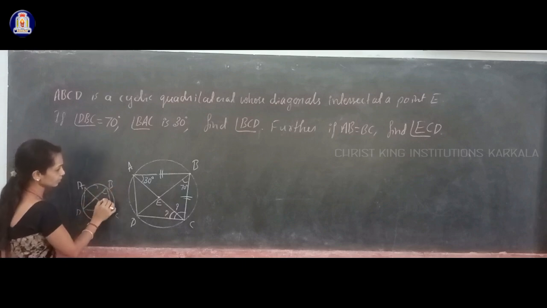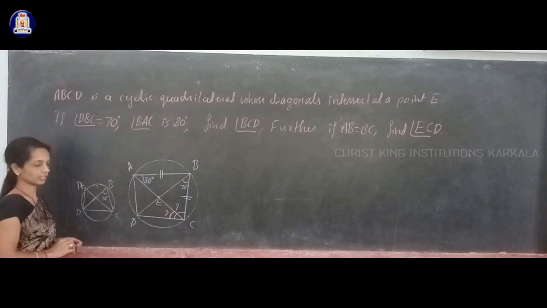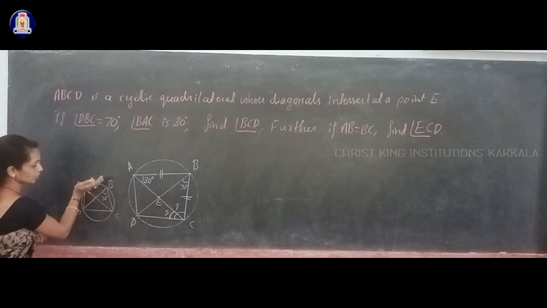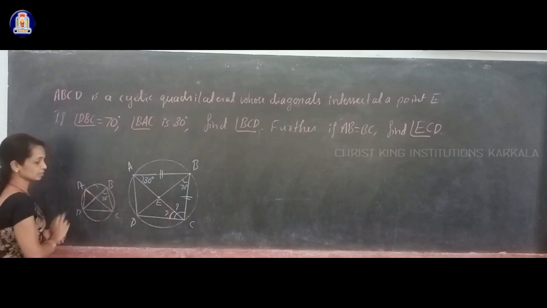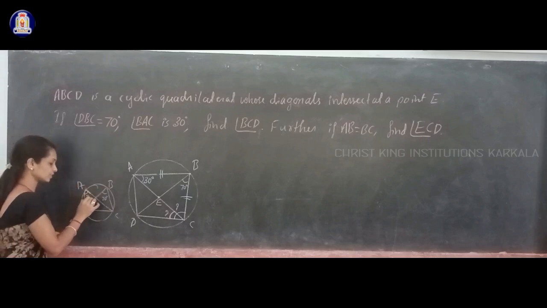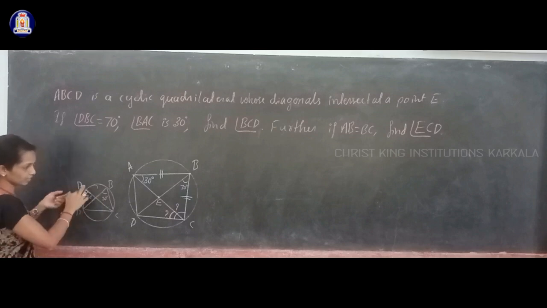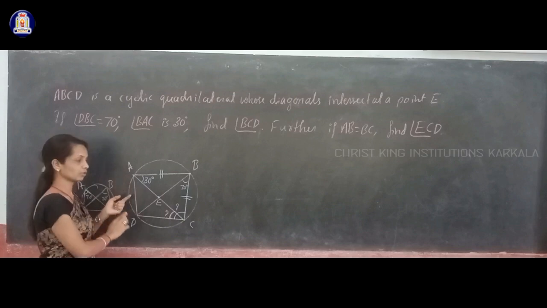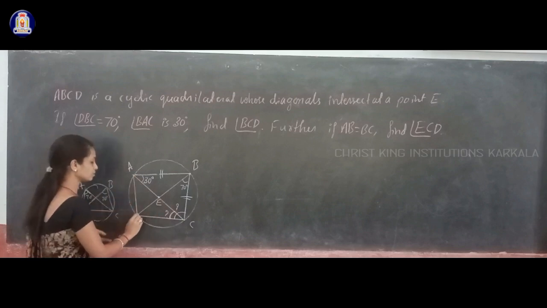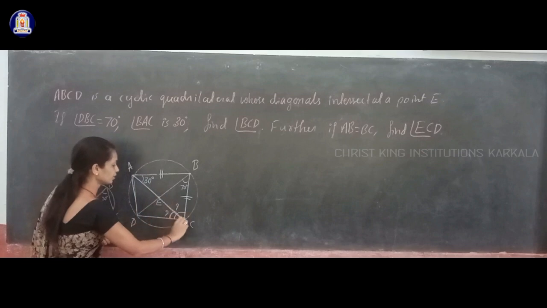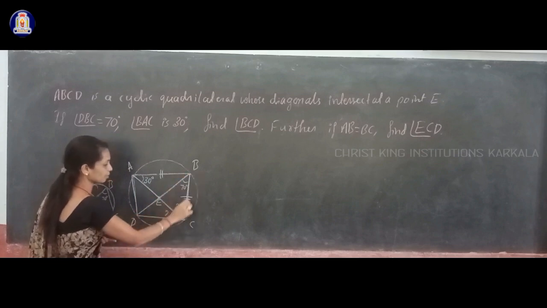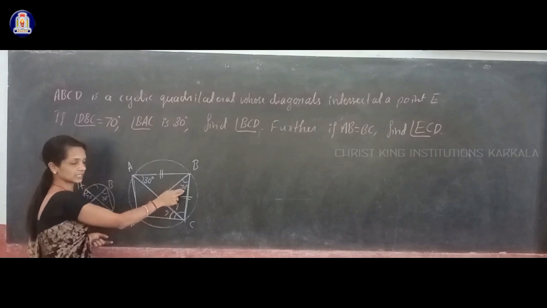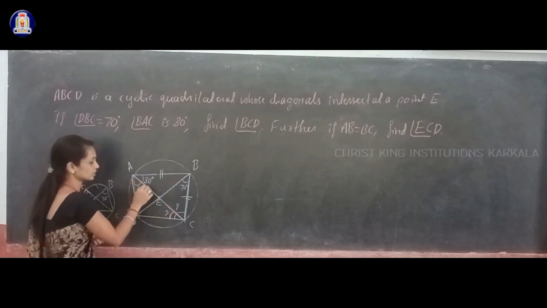Angle DBC we know is 70 degree, and we know that angles in the same segment are equal. Here you have the major segment, so we can write that angle DAC is 70 degree. That is not given, but using the concept that angles in the same segment are equal, these two angles are equal, and since this angle is given as 70 degree, this angle is also 70 degree.